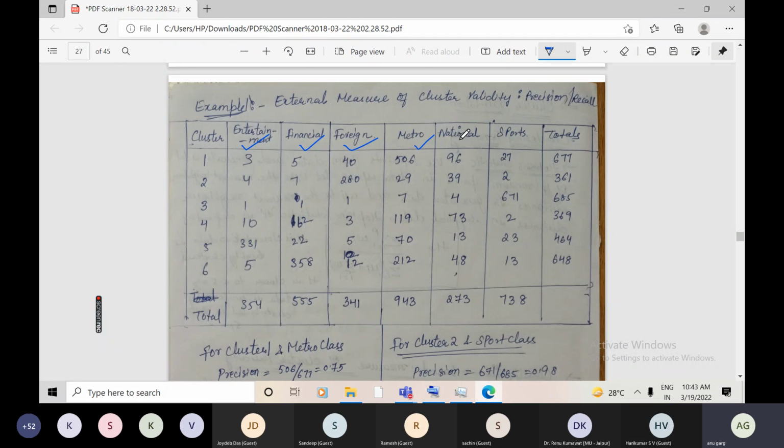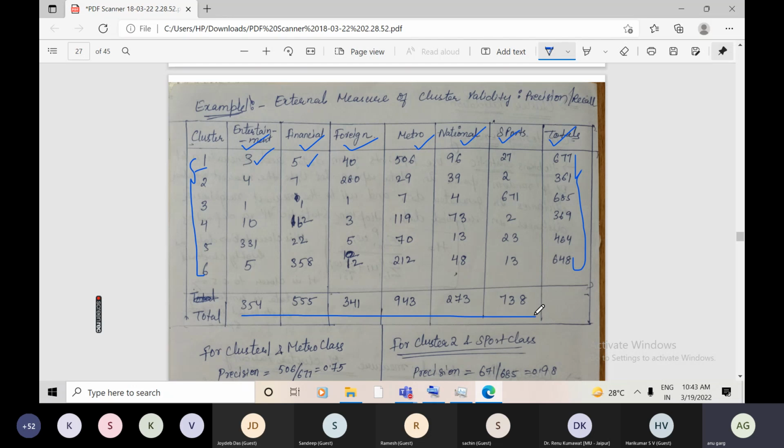So you have classes. All these are classes and all these are clusters. That means in your cluster 1, entertainment, you have 3 objects. Financial, you have 5. Foreign, you have 40. Metro, you have like this. Okay. So for this table, what you do, first you write down total, horizontal and vertical.